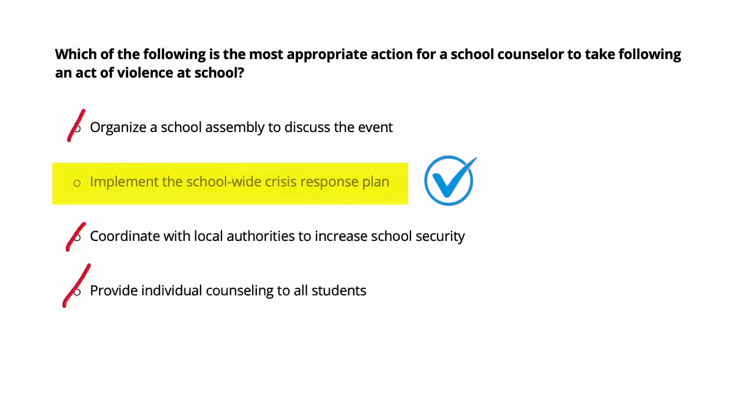The correct choice is to implement the school-wide crisis response plan as it is designed to address emergencies like acts of violence in a systematic and comprehensive manner. It typically includes steps for ensuring safety and providing support, while also coordinating communication with students and staff and parents. Implementing this plan ensures that all actions are organized and effective, making it the most appropriate and immediate response.